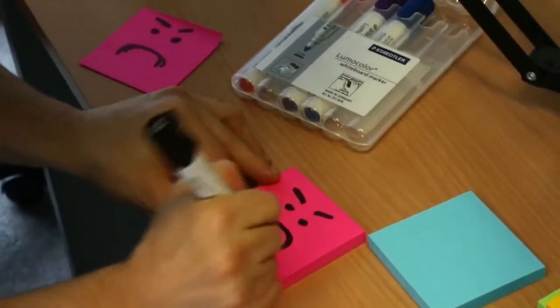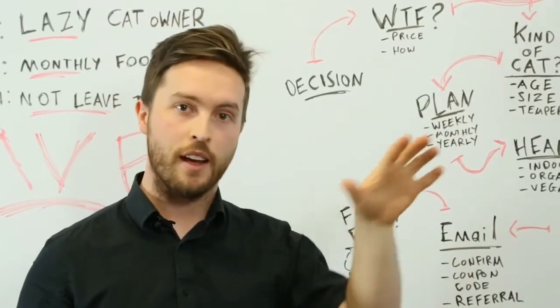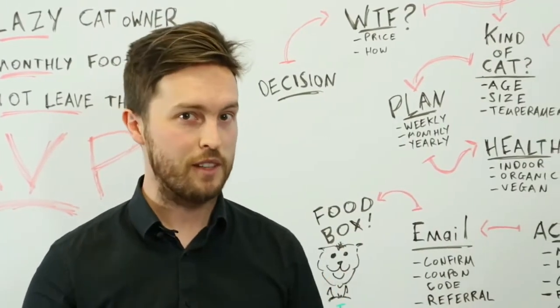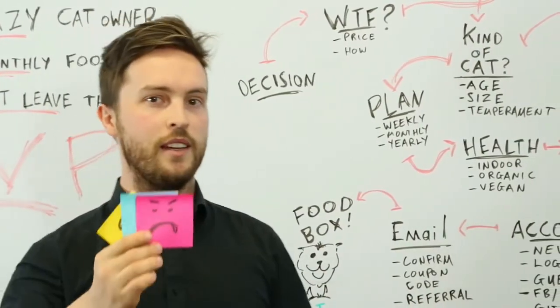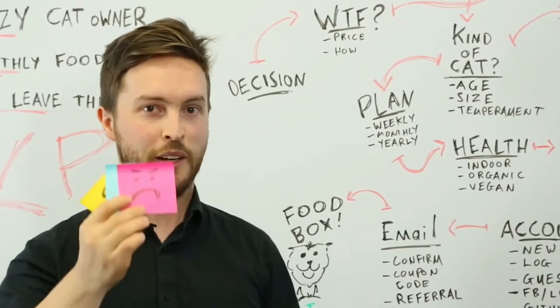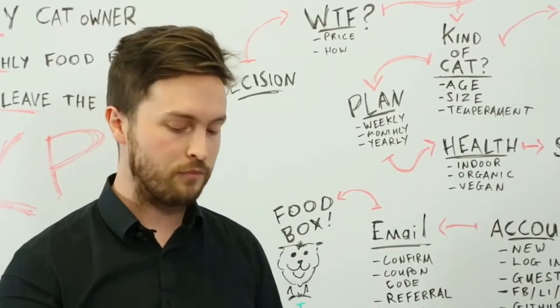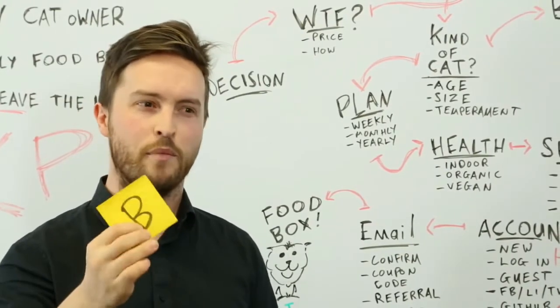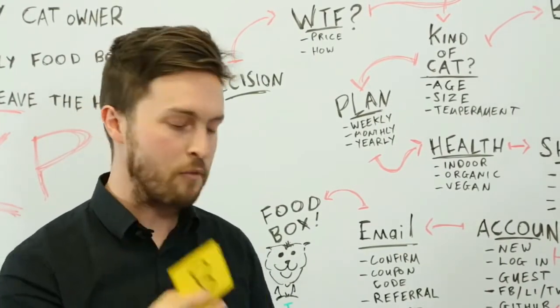Now that we have gone through the UX flow and we've written out all the various components that the user might go through in the app, we've got 3 kinds of sticky note that we're going to use to destroy our idea. Sad faces, happy faces, and on-brandness.